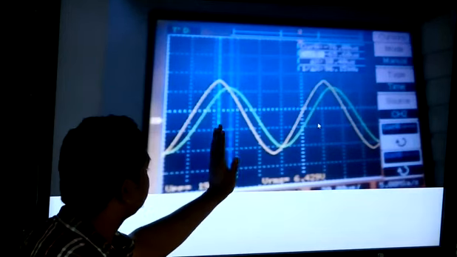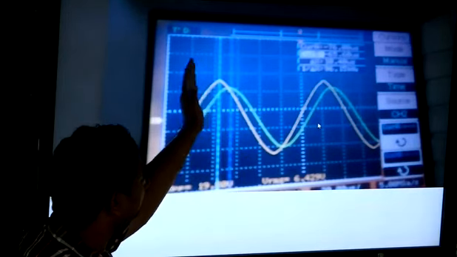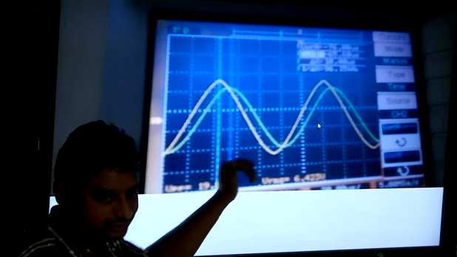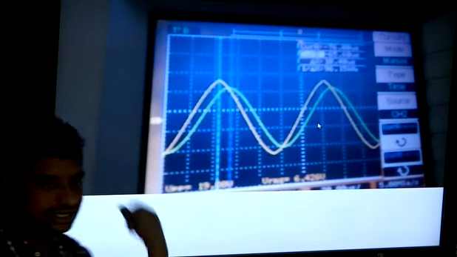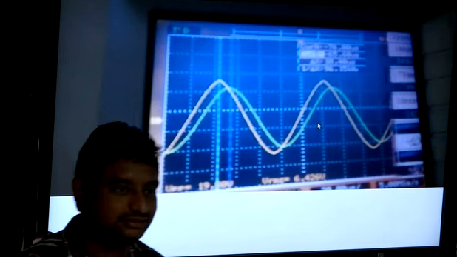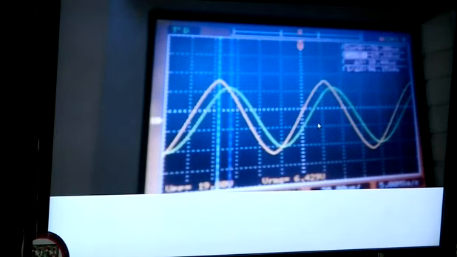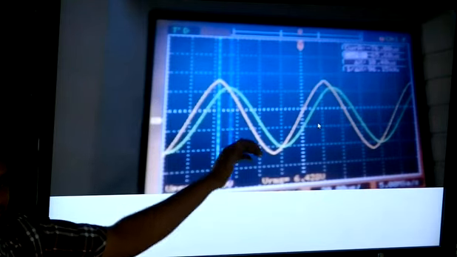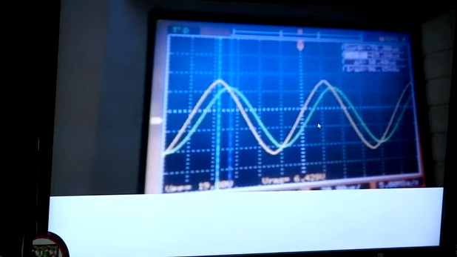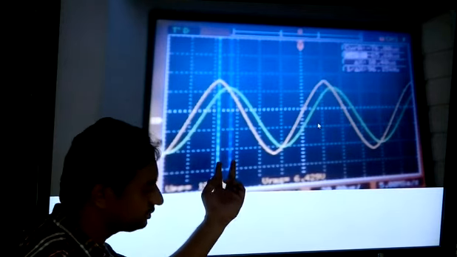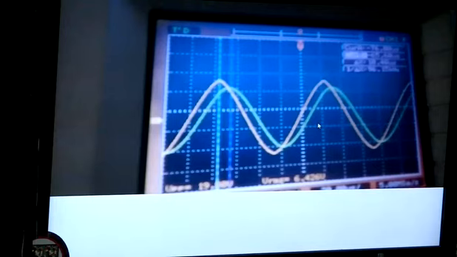The time difference between this and this, the peak value of the first one to the peak value of the second one. So by the way, which one is leading, which one is lagging? You can tell it directly by seeing this. The supply voltage is leading and the resistance voltage is lagging, because which is achieving the peak value first? The peak value is achieved by this one first. It's nothing to do with the magnitude, but the time at which. And what is the time difference between these two? From the measurement we are getting 10.4 microseconds.